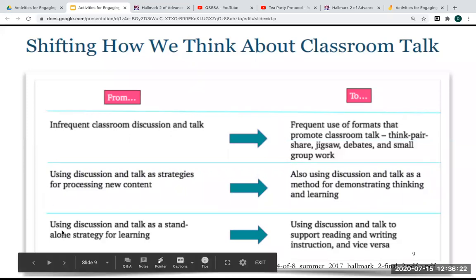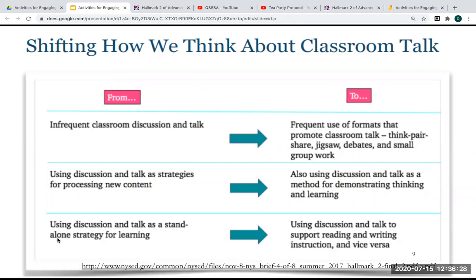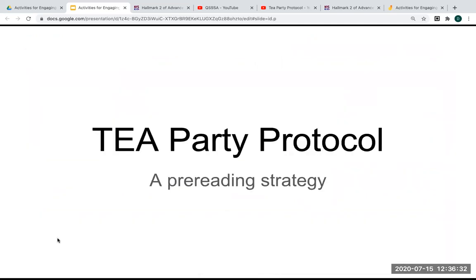We're also finally shifting away from using discussion and talk as a standalone strategy for learning, and using it to support, as I mentioned, reading and writing instruction as well. So the first strategy is the Tea Party protocol. It is called a Tea Party because you'll see in a moment that students are moving around and mingling with one another. Depending on the age and the maturity level of your students, you may want to rename it.